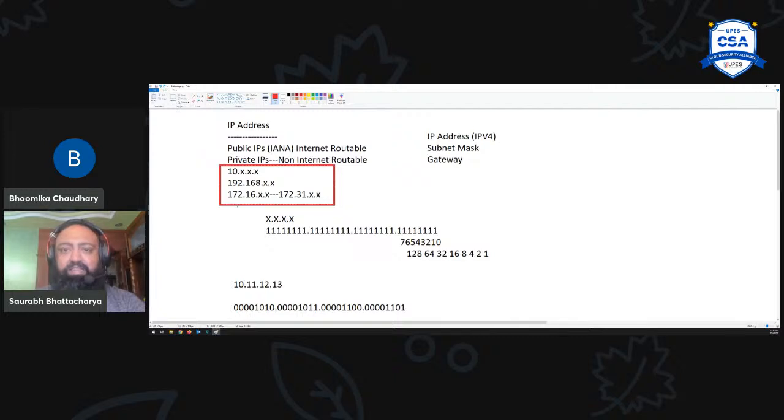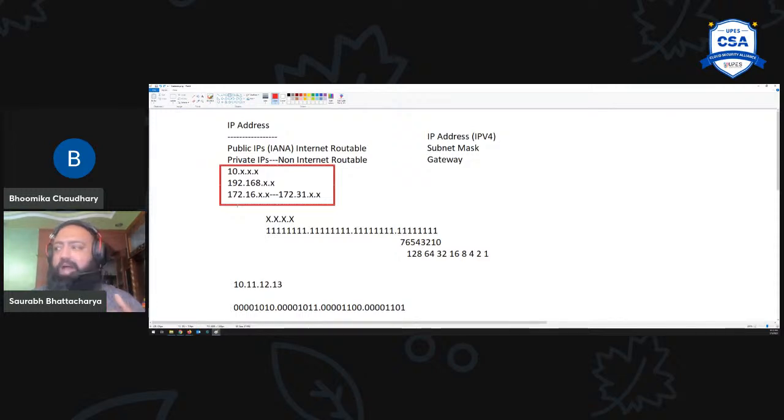Now, look at the IP address of your laptops or desktops. Your IP addresses will definitely be from one of these ranges. Even if you go to your colleges and look at the IP addresses of your systems, they will always be from these ranges. Anywhere globally you go, you will see one of the private IPs, right? Because they are not internet routable, there is no danger of conflict.